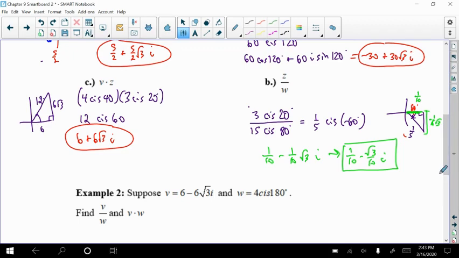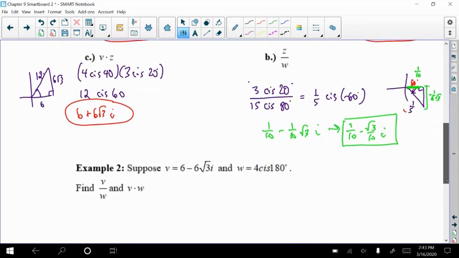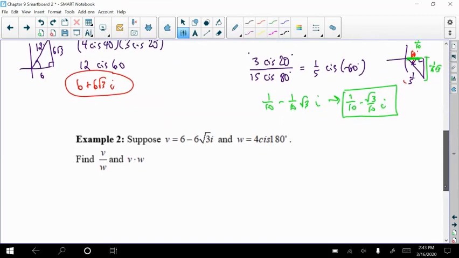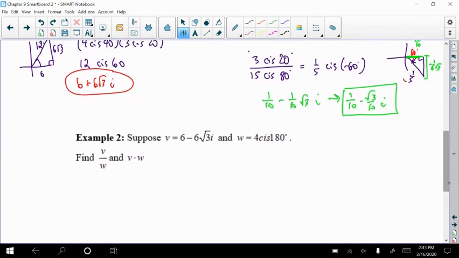So let's go ahead and just do example 2. And again, maybe just pause the video or go ahead and follow along if you want. Notice in this case, in example 2, one of them is in a plus bi form, and one of them is already in r cis theta. And so I might want to convert it to r cis theta just for good practice.